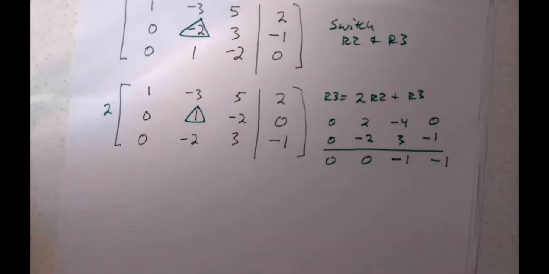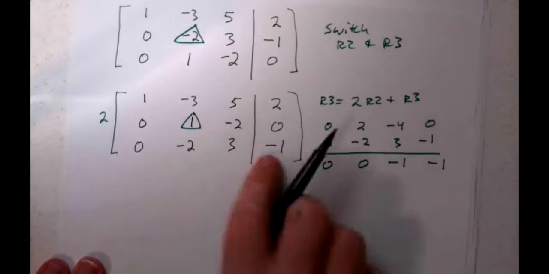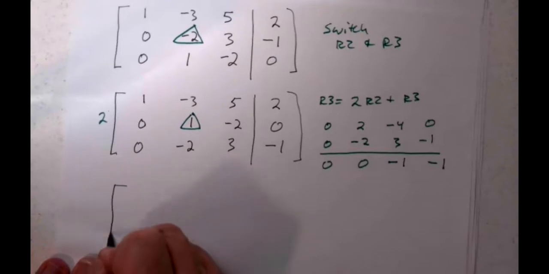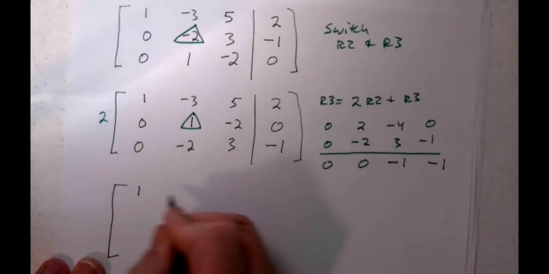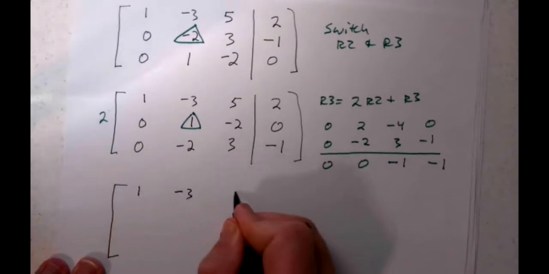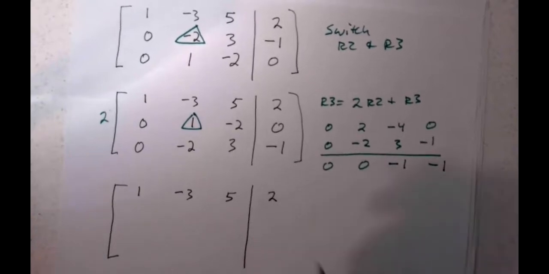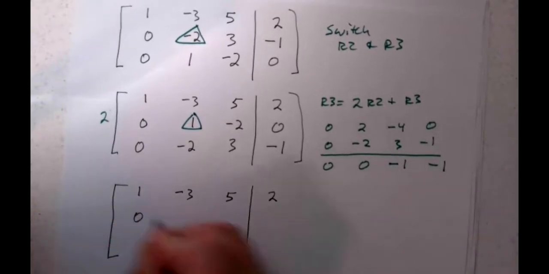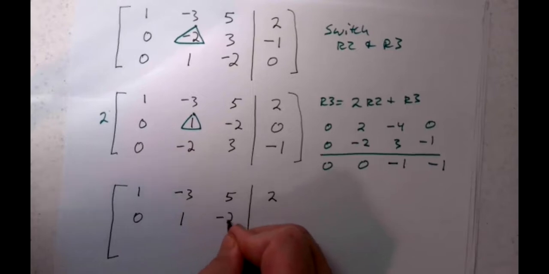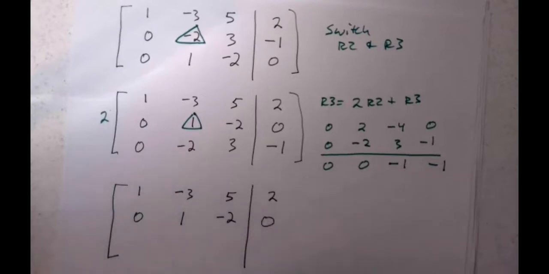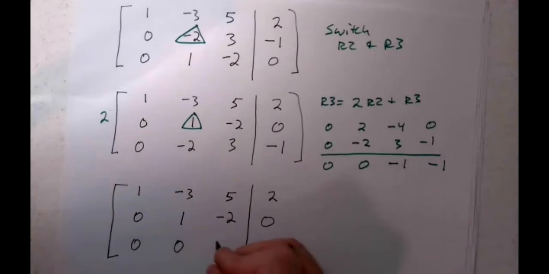We're almost finished with this procedure. So that replaces the previous row 3. So row 1 and row 2 are the same. Row 1 is 1, negative 3, 5, 2. Row 2 is 0, 1, negative 2, 0. And row 3 is 0, 0, negative 1, negative 1.